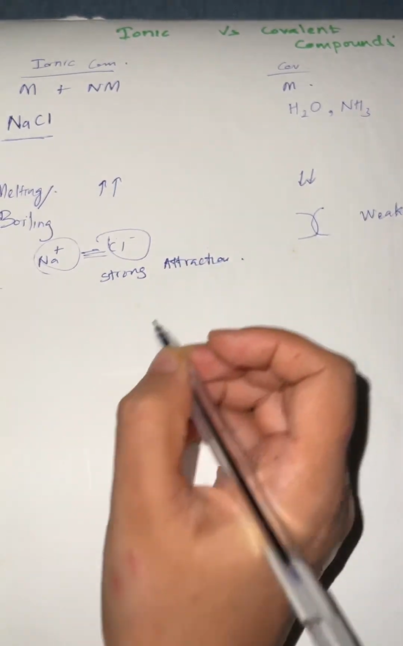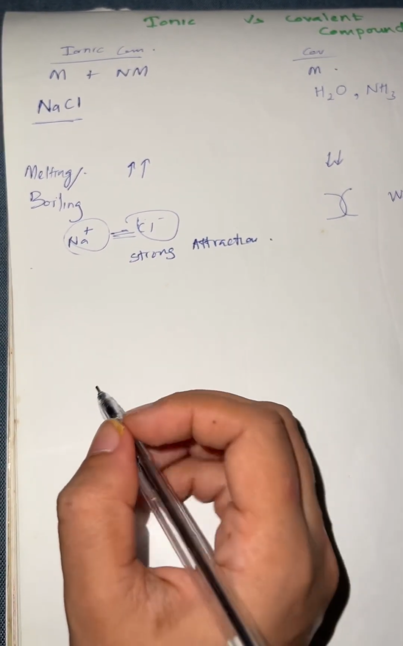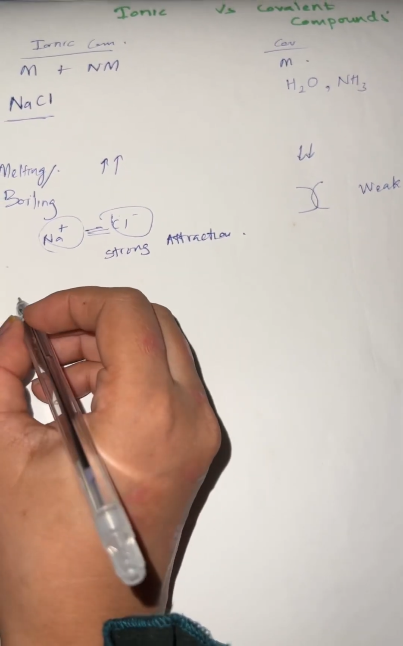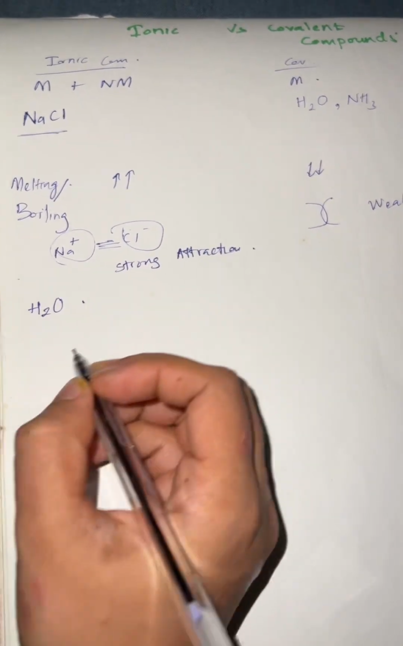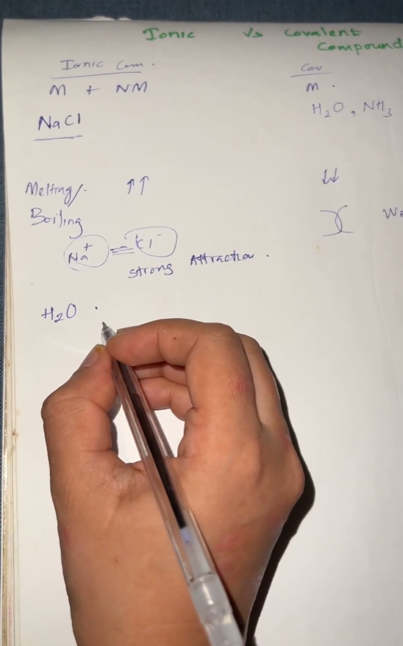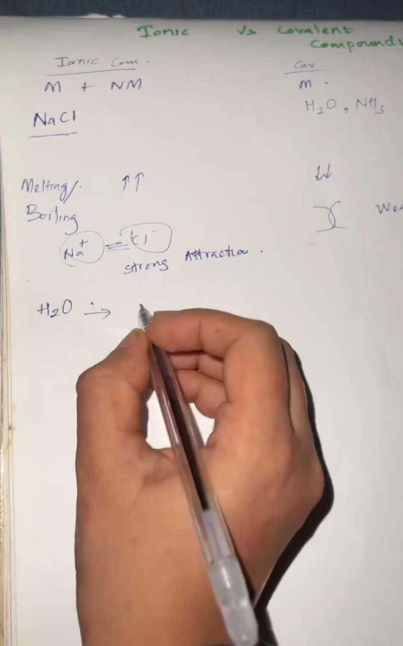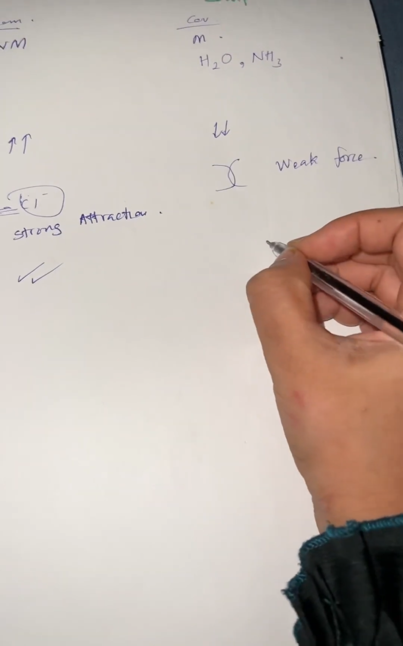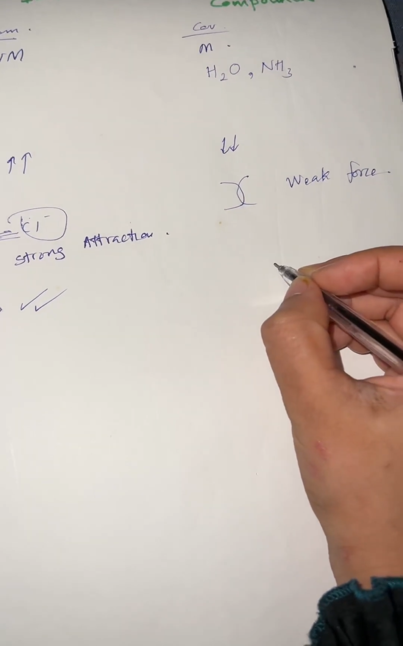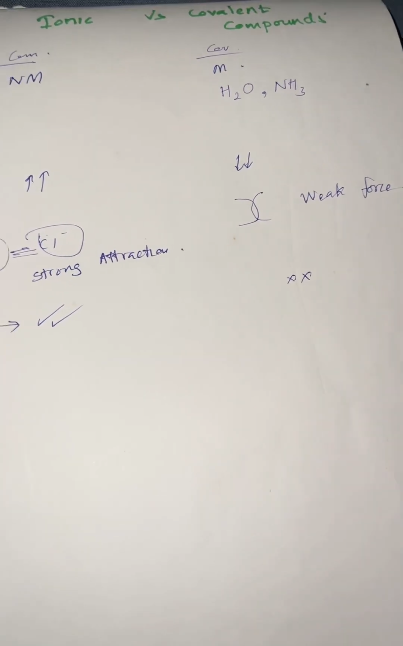Then we also need to consider the second thing, that is the solubility in water. Ionic compounds form ions, so they are easily soluble in water, and covalent compounds are not soluble in water like ionic compounds.